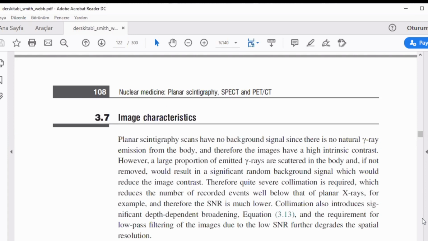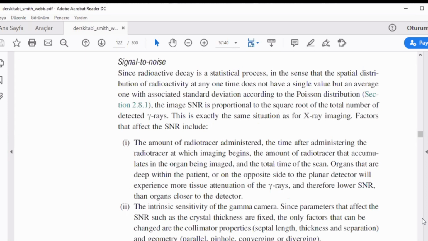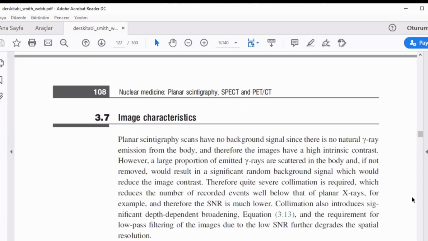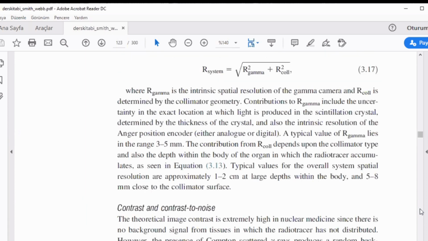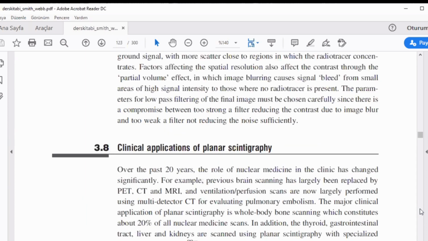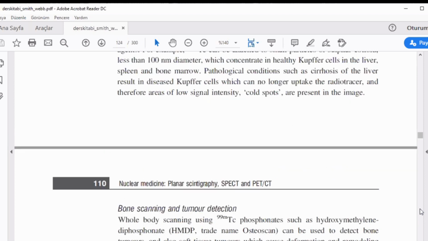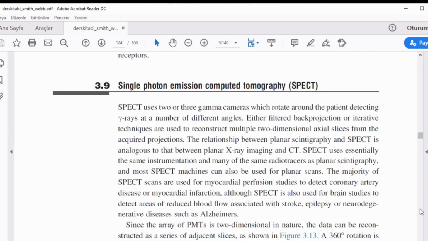So let's look at some image and its characteristics. Let's read a little bit. Planar scintigraphy, signal to noise ratio, contrast to noise ratio, and the definitions, etc., are left as an exercise for planar tomographic or scintillation systems.